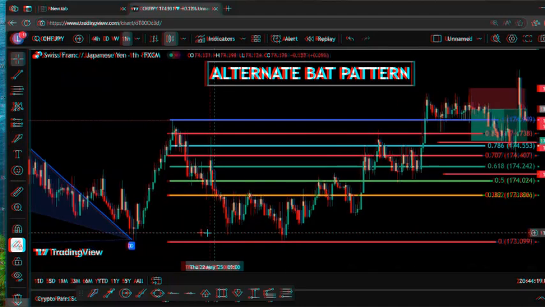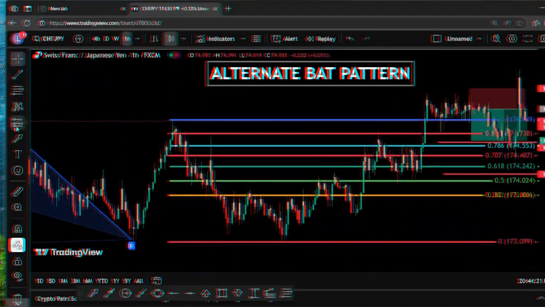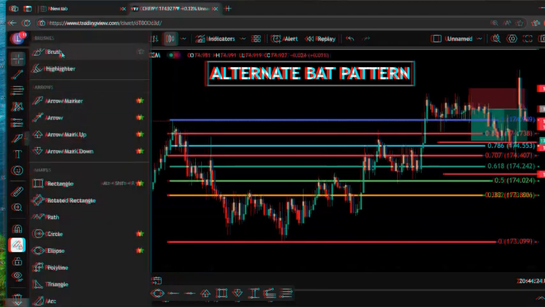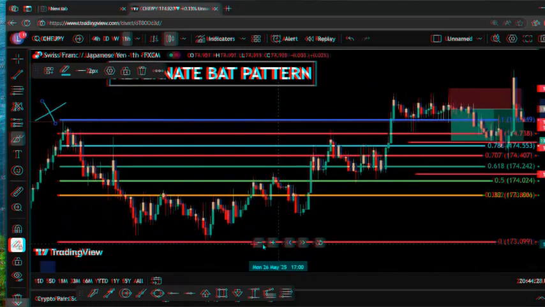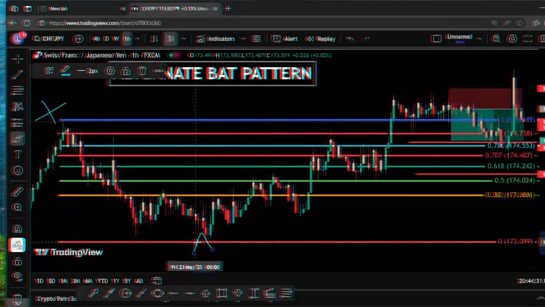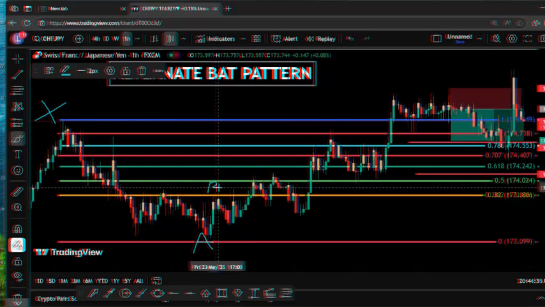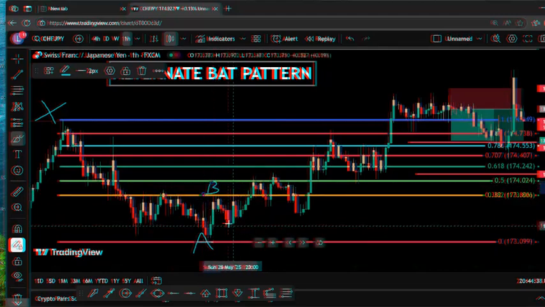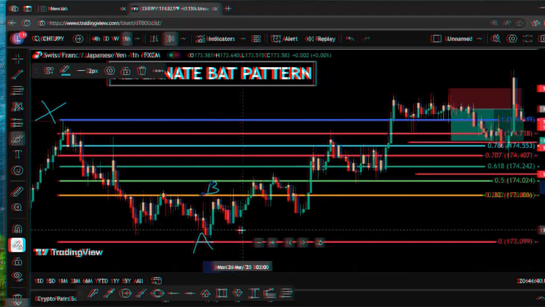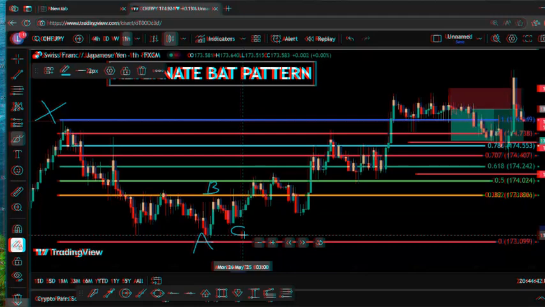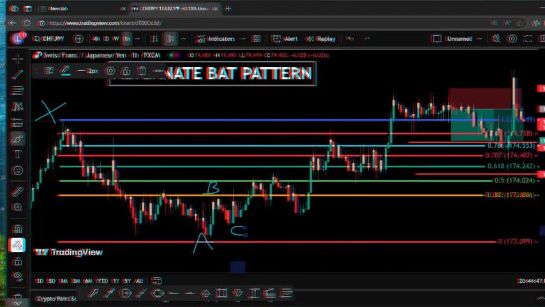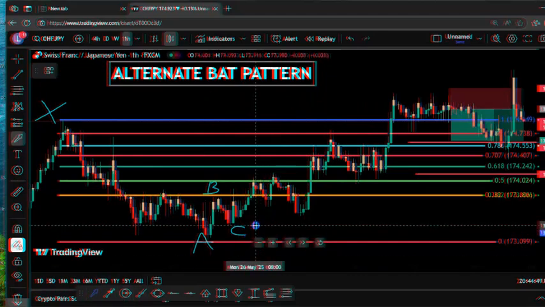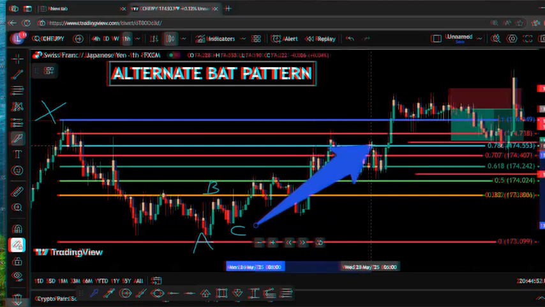All right. So let me label them for you. So it's something like this. So this is our X. This is our A. The pullback at 382 is our B, and then the push down from B is our C, okay, and our D leg, which is this aggressive move to the upside.